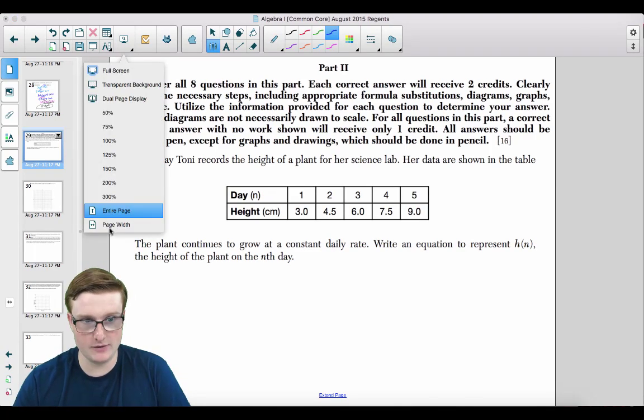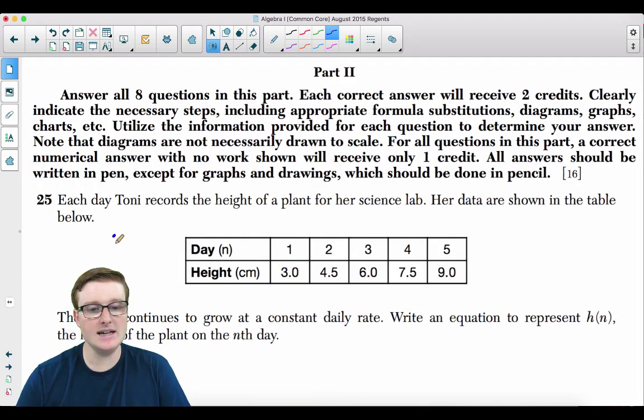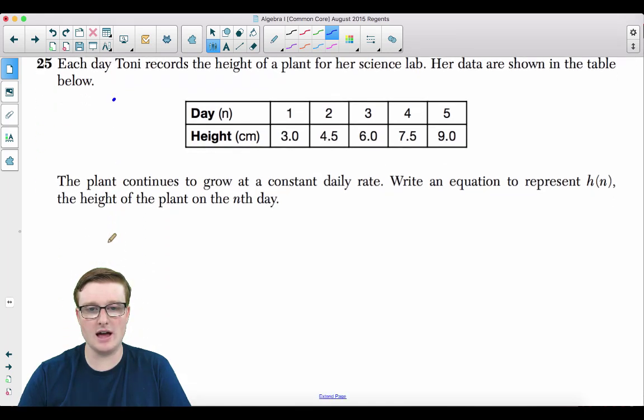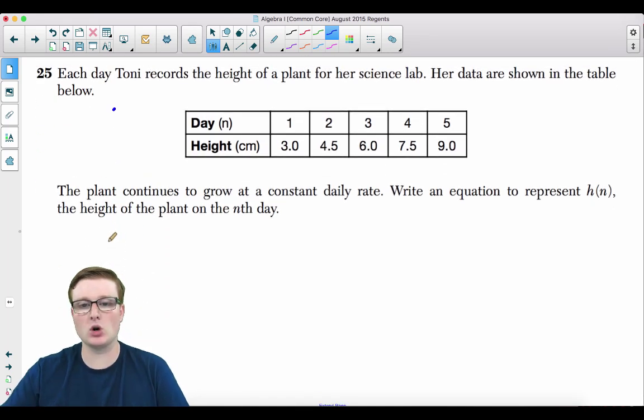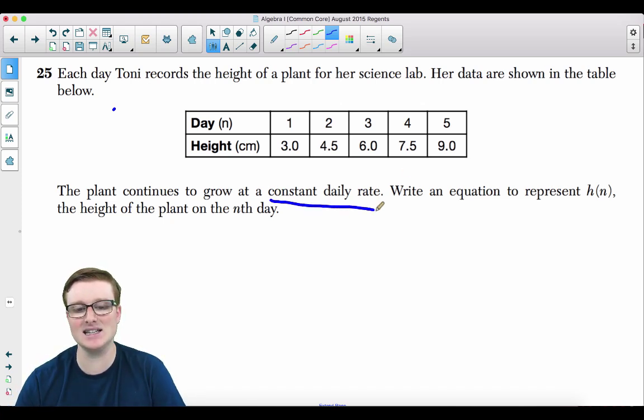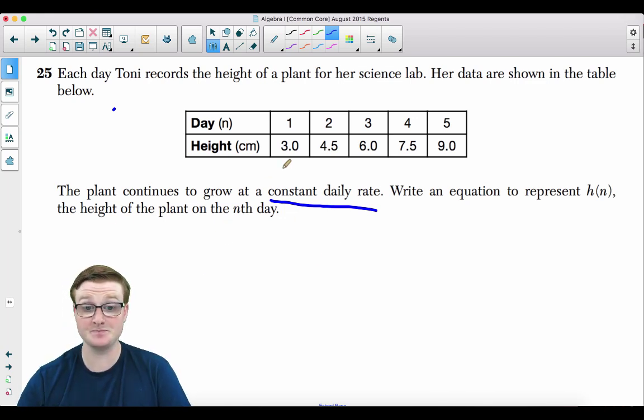Jumping into number 25. Each day Tony records the height of a plant for her science lab. Her data are shown in the table below. The plant continues to grow at a constant daily rate. Write an equation to represent h of n, the height of the plant on the nth day.